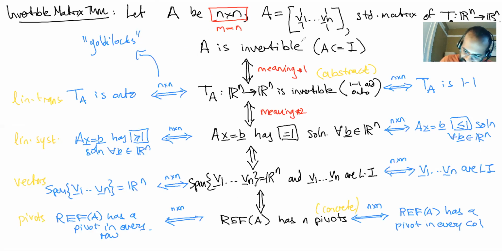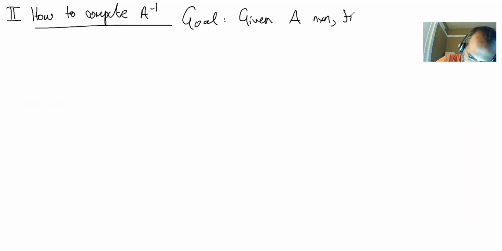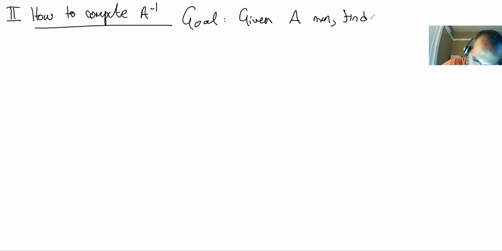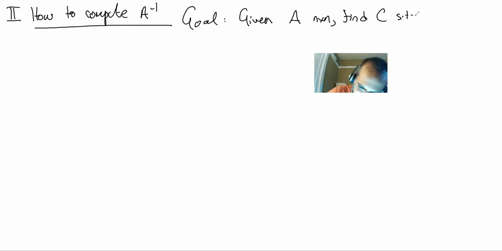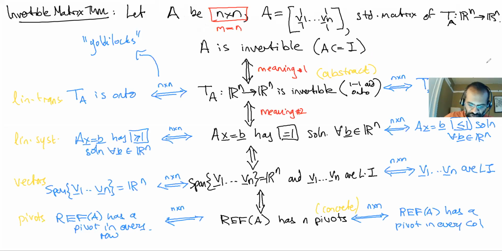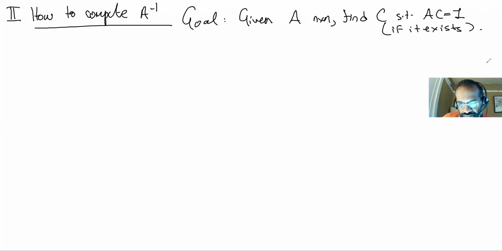Okay, so my goal is, given A, I want to find a matrix C such that A times C equals identity, if it exists. Right? Not every matrix is invertible, because remember, invertibility is equivalent to all of these things. So, how would I do that? I mean, this is just an equation. A times C equals identity. It's just an equation.